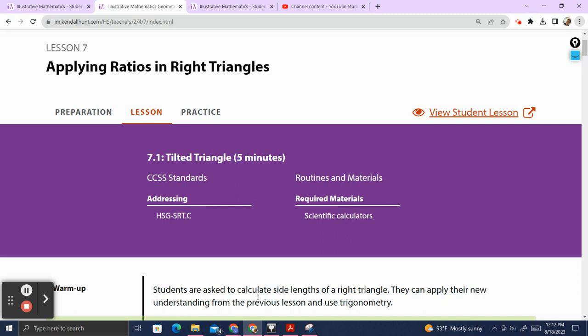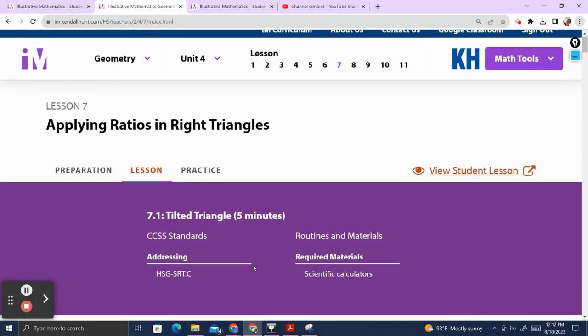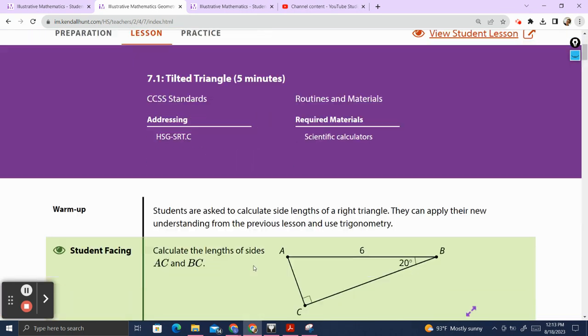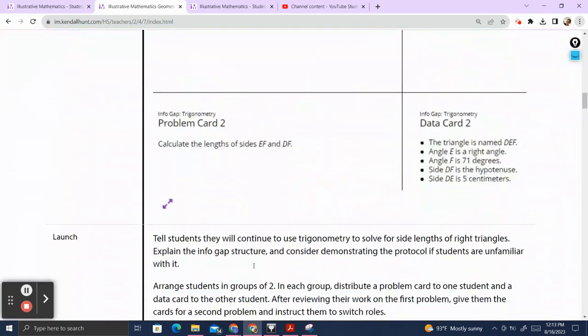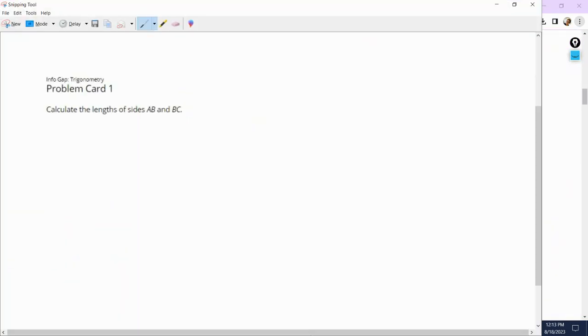So the infograph card that I'm looking at today is coming from Lesson 7, Ratios and Right Triangles, and it is a trigonometry activity where students are given two infograph cards. I'm going to talk about how I would present this to students and some of the ways that I think students will find it difficult and the ways that you can make it a little bit easier for them.